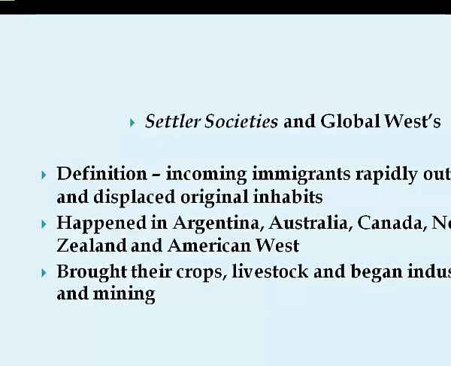Conquest of the West was part of a worldwide phenomenon in which settlers moved into the interior of a region in temperate climates all over the globe, bringing with them familiar crops and livestock and starting mining and other industries. And the countries involved were Argentina, Australia, Canada, New Zealand, and of course the United States. And they're called settler societies. Remember that. Because immigrants from overseas rapidly outnumbered and displaced the original inhabitants. Unlike in India and much of colonial Africa, only a few Europeans managed to dominate entire societies. And they did it with armed force.